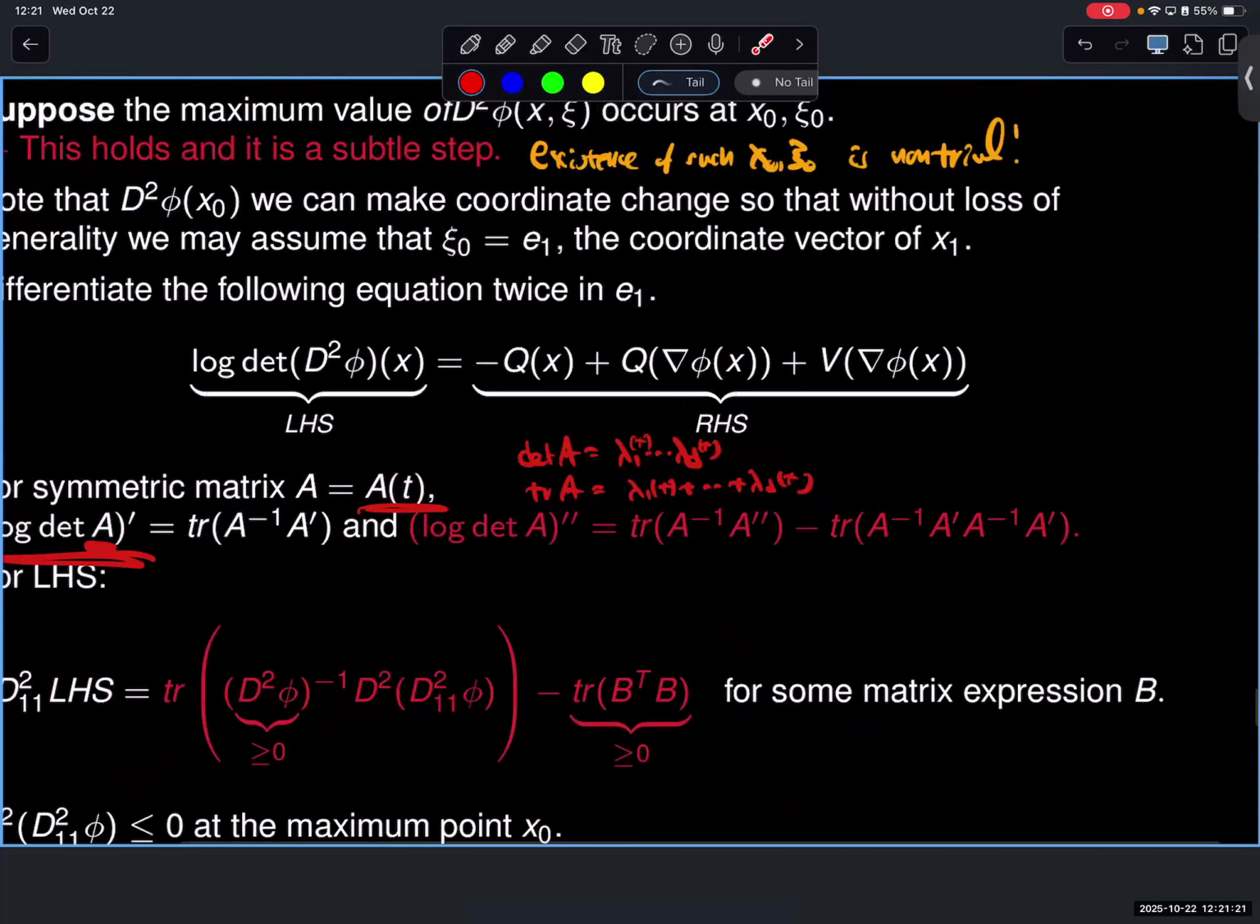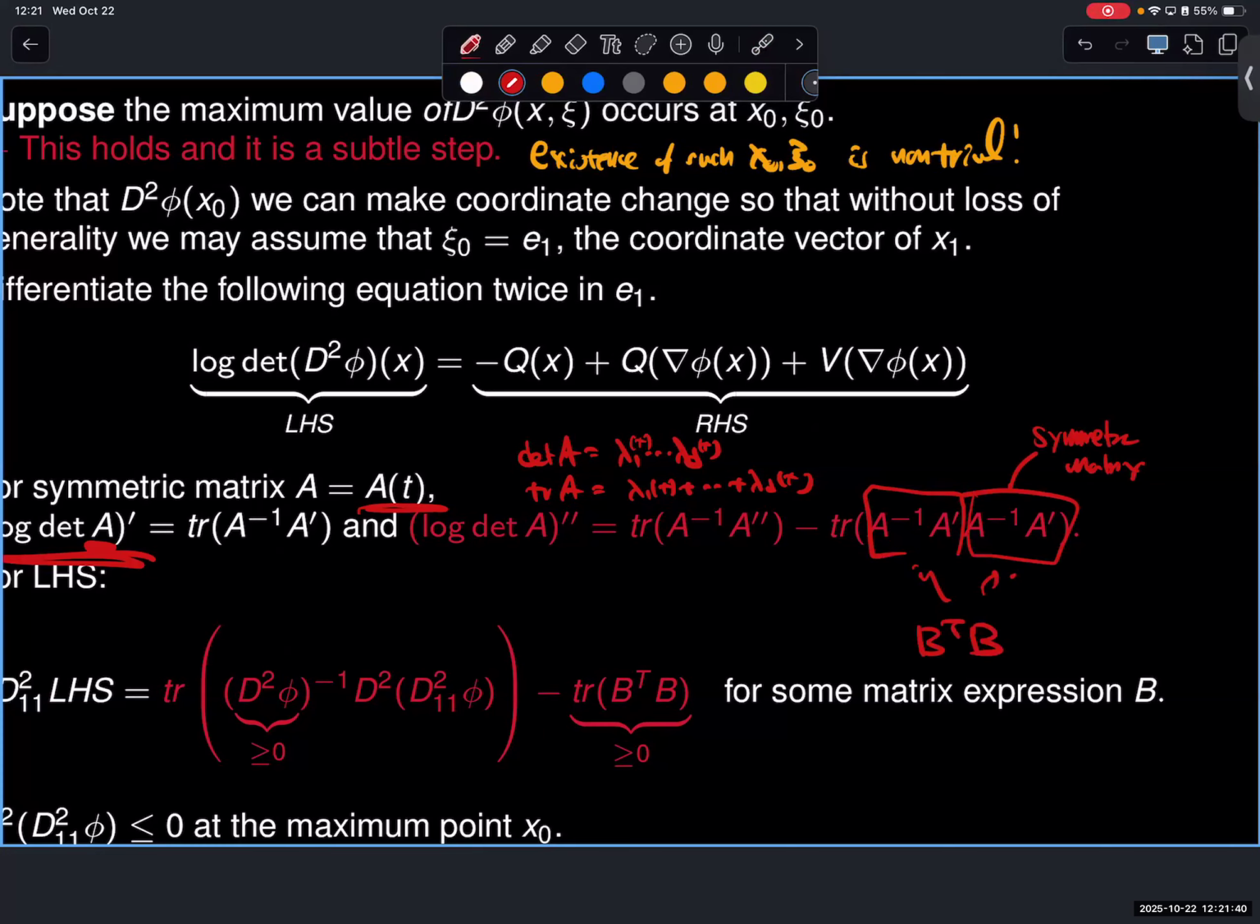The good thing about this expression is this: here, this is a symmetric matrix. So this part is like B transpose B for some matrix, and you have the trace of B transpose B. Here B is A inverse A prime. Then the trace of B transpose B.